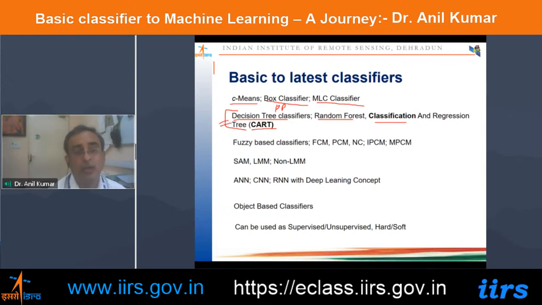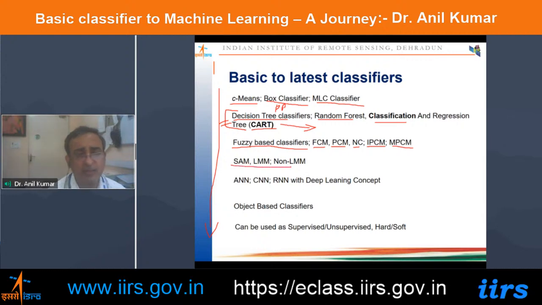They think these are the only algorithms used in machine learning. No. Today, any algorithm which is listed here can be used for machine learning. So it is not only this one, but generally, if you see the commercial programs of AI and machine learning, they talk about only the decision tree or support vector machine classifiers. Nevertheless, you can see more algorithms listed here. You can have fuzzy based classifiers, a very good range, starting from fuzzy C-means, possibilistic C-means, noise clustering, improved possibilistic C-means, modified possibilistic C-means.